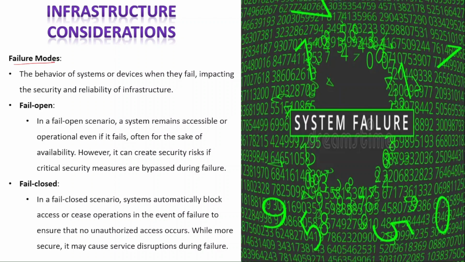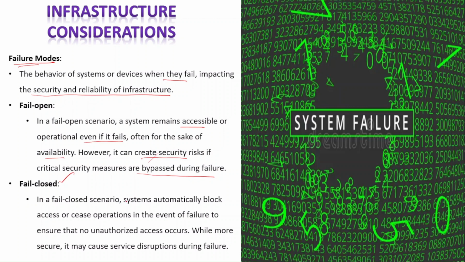Another term is failure modes. It is basically the behavior of a system or devices when they fail, impacting the security and reliability of infrastructure. When devices fail, they can have two options: either fail open or fail closed. In a fail open scenario, a system remains accessible or operational even if it fails, often for the sake of availability. However, it can create security risk if critical security measures are bypassed during failure. And another is fail closed.